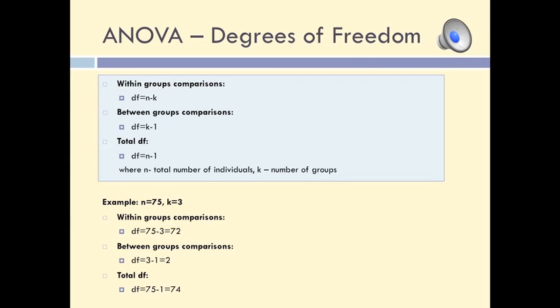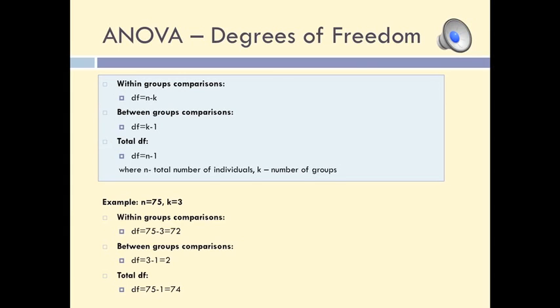Because ANOVA compares individuals both within groups and between groups, we have a within group DF, which is equal to the sample size minus the number of groups, and we also have a between groups DF, which is computed as the number of groups minus 1. And we also have a total DF, which is obtained simply by subtracting 1 from the sample size.